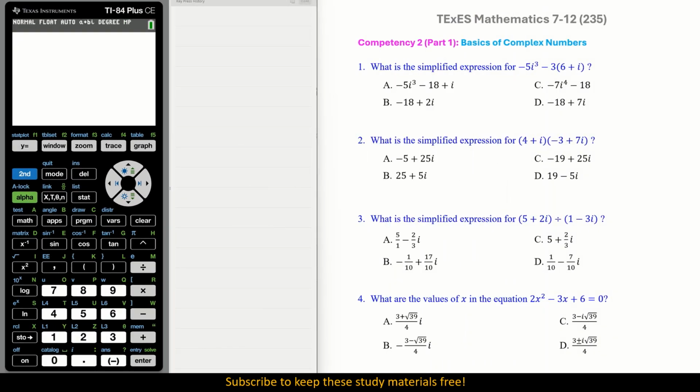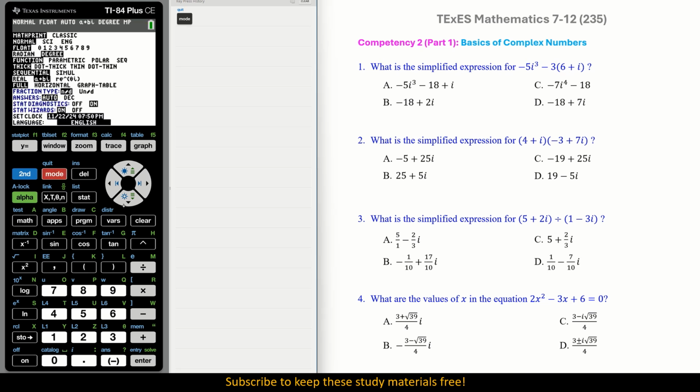Number 1, what is the simplified expression for -5i^3 - 3(6 + i)? Okay, go to mode first. Let's verify a few things. You should be in 100%. You need to be in function mode. Make sure in function that you're not still in sequence if you're working in other things with our videos. Now let's go down and see where I have it on complex.